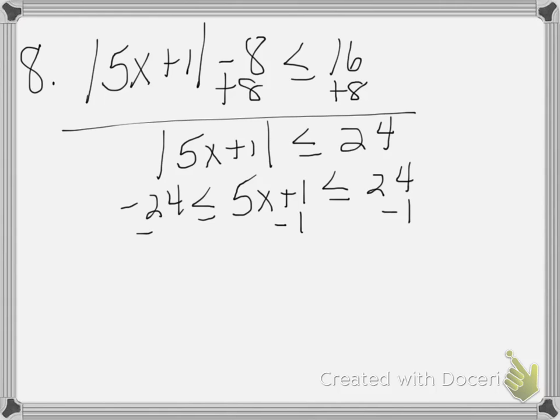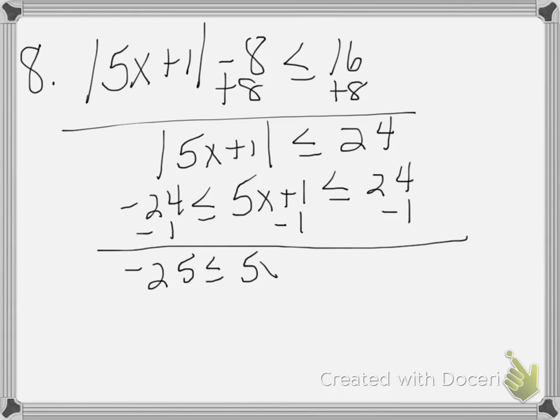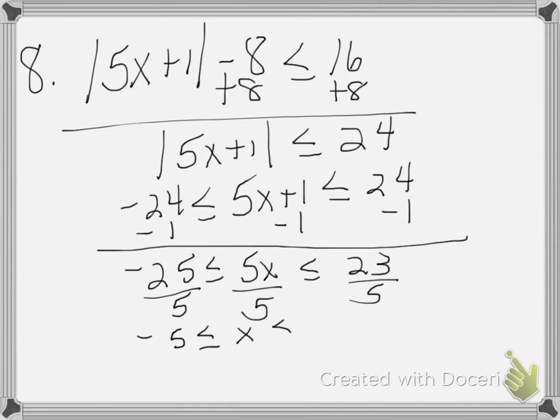Subtract 1. That's negative 25 is less than or equal to 5x is less than or equal to 23. Divide by 5. So that's negative 5 is less than or equal to x is less than or equal to 23 over 5. I've got to turn that into a mixed number, which is 4 3/5.